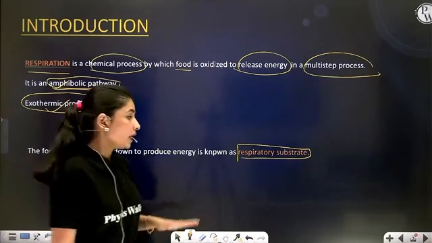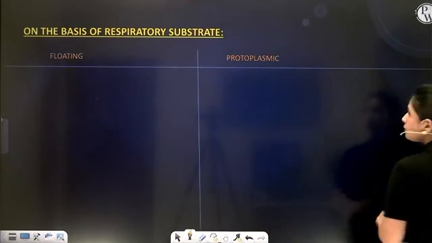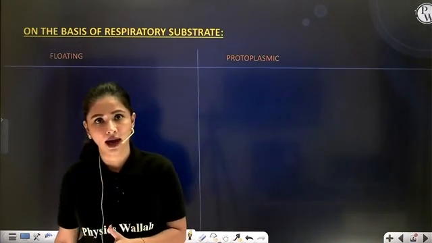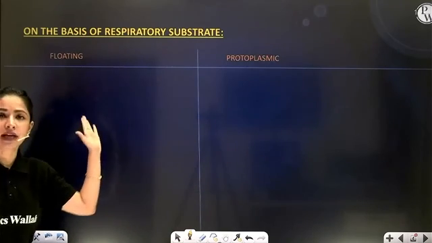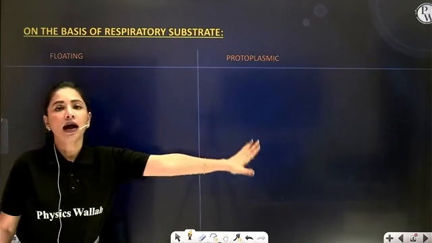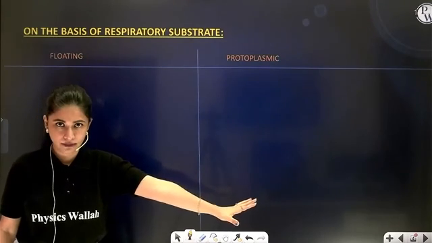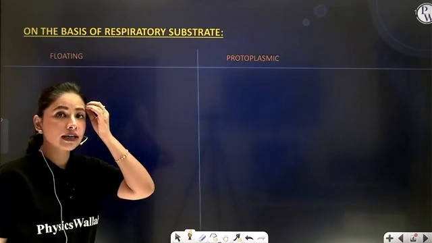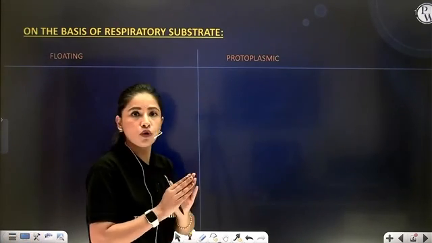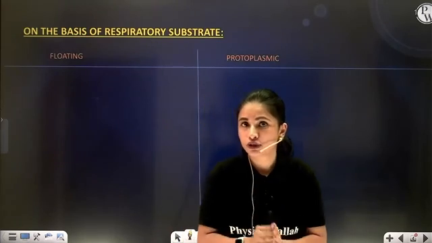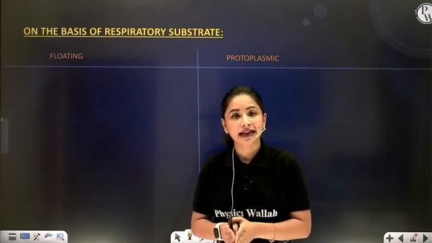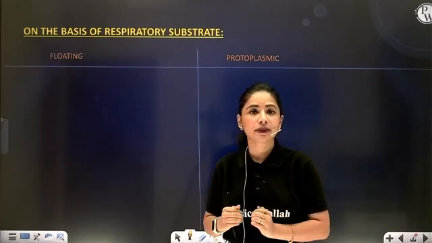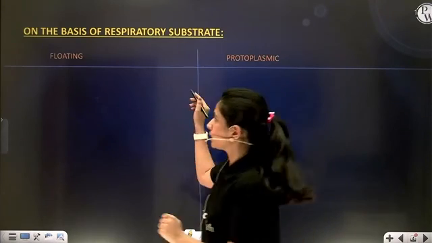Clear? Okay, now respiration, depending upon the type of respiratory substrate, that is, which type of food is being broken down, can be of two types: floating respiration and protoplasmic respiration. If I talk about floating respiration, then what do you mean by floating respiration? Floating respiration is the most common type of respiration which usually takes place in our body, that is when carbohydrates or fats are used as respiratory substrate.